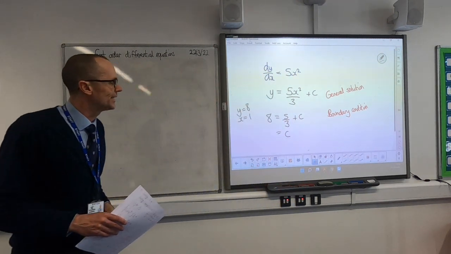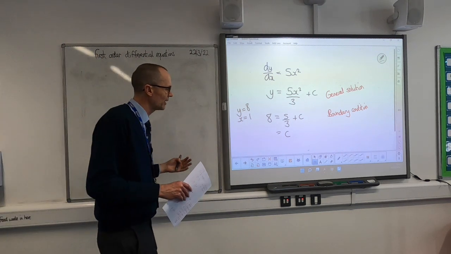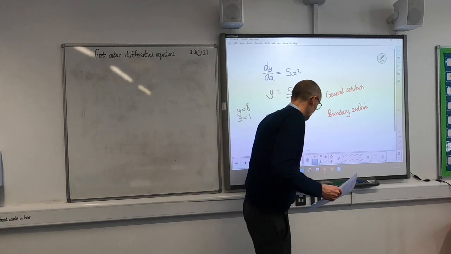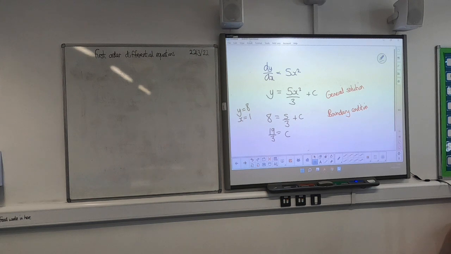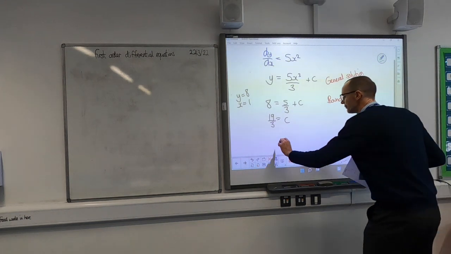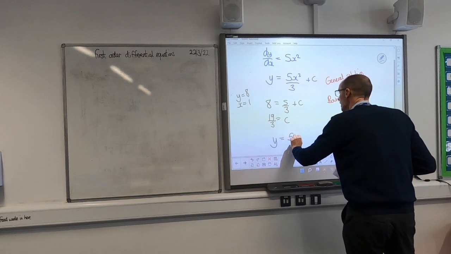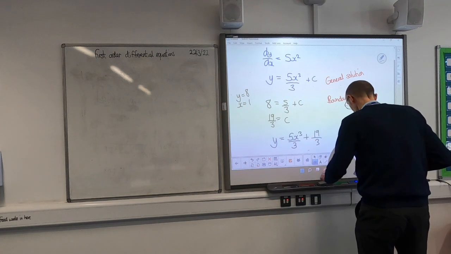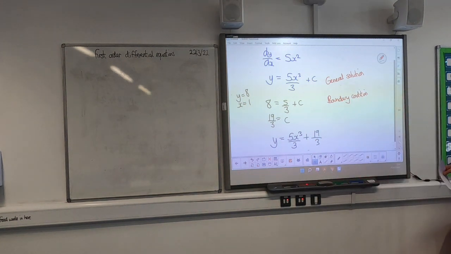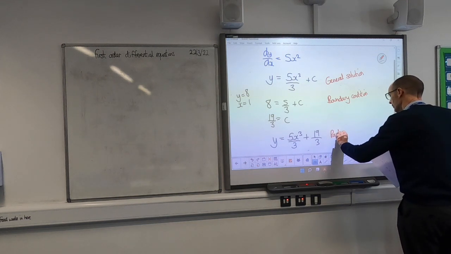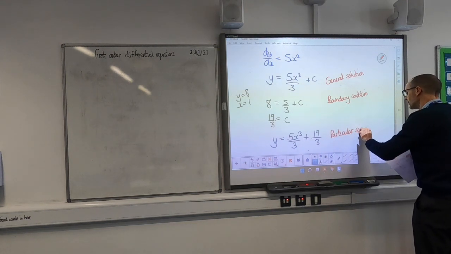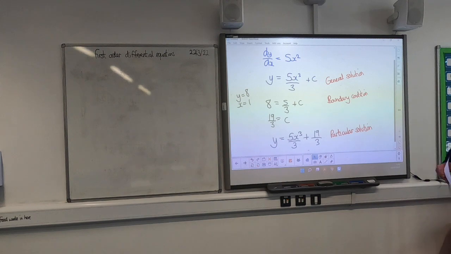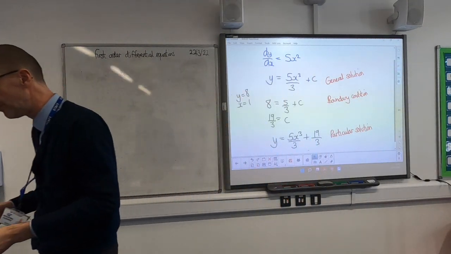8 is the same as 24 thirds, so when I take away 5 thirds, I get 19 thirds. So I now know what c is, so I can rewrite my general solution. So the two phrases, general solution and what we've got here, which is referred to as a particular solution. Boundary condition, I'm not sure you need to know that. So a particular solution is a solution without any missing values, apart from the variables themselves. So we've worked out the value of any constants.